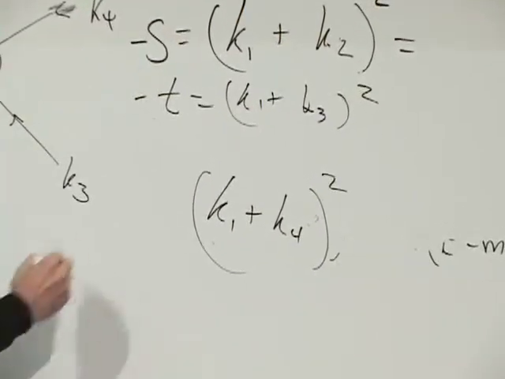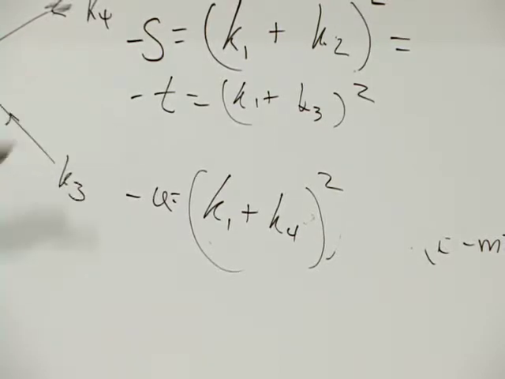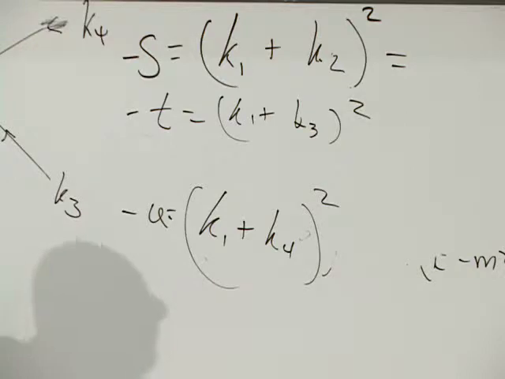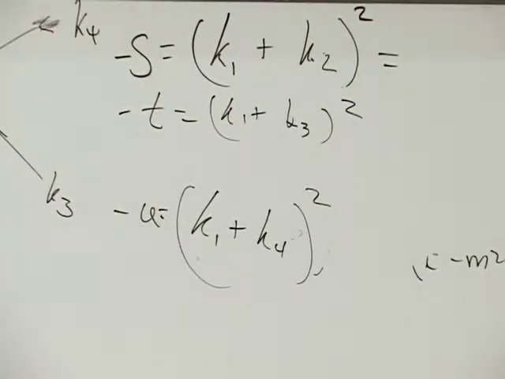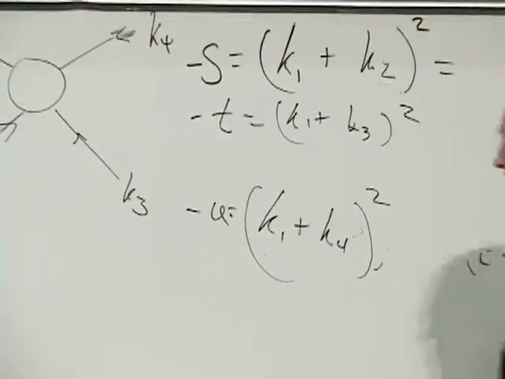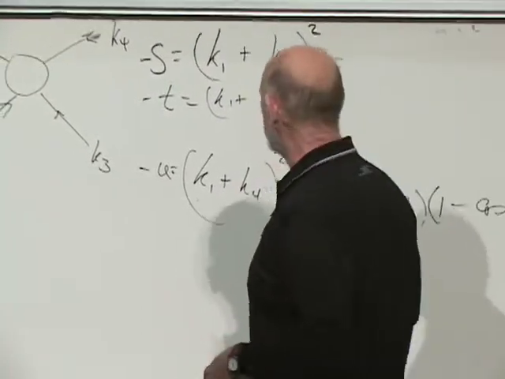U minus U equals that. These are the STU variables. But what's going on here? There are only two quantities that the scattering depends on: energy and angle of scattering. Well, we seem to have three independent things. Well, the answer is there are not three independent things.